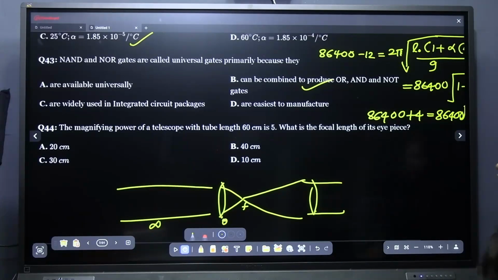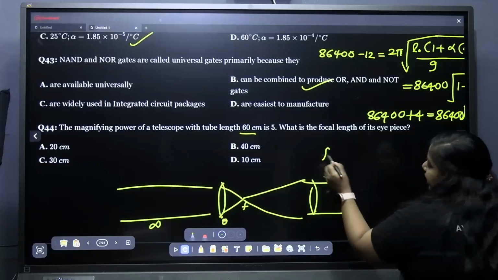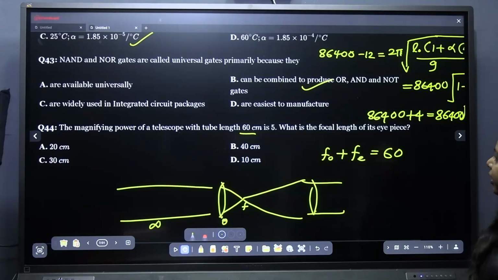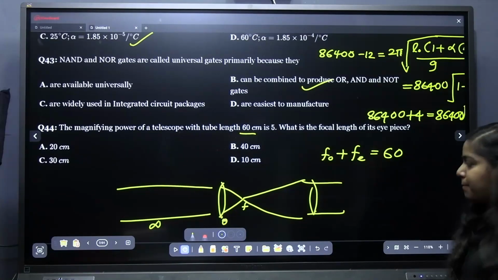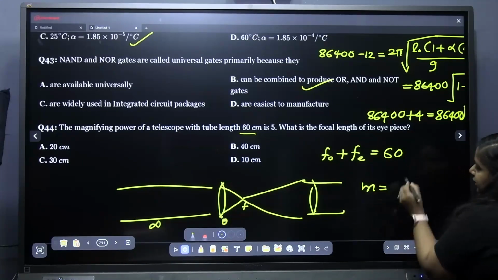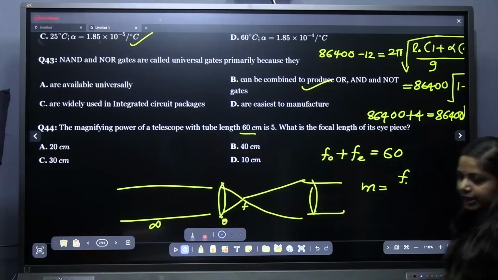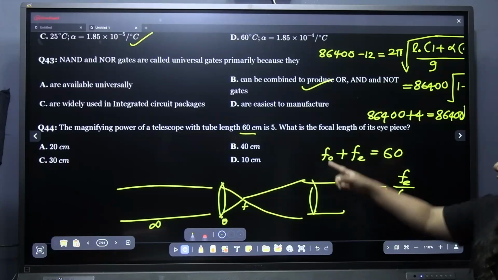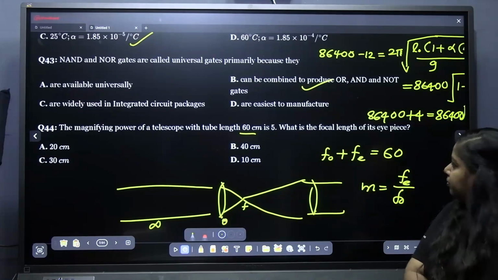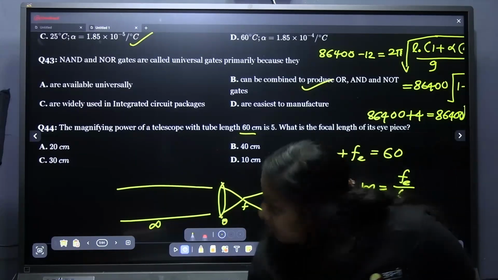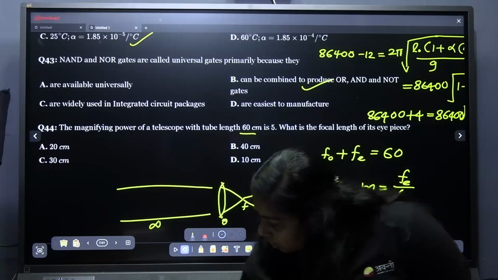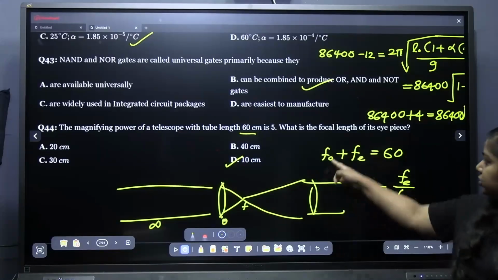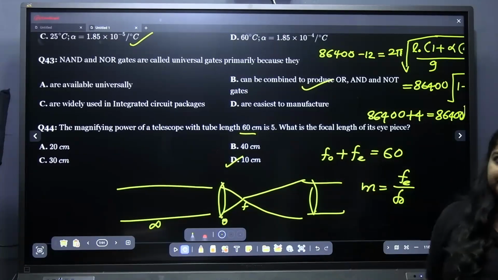Okay, so tube length is 60, that is FO plus FE is equal to 60. Magnifying power is given. Magnifying power M is equal to FO by FE. Substitute that, you will get the answer. We have to find FE, right? Question 44, option D. Okay, this you will get the answer. So these two are the formulas we are using.